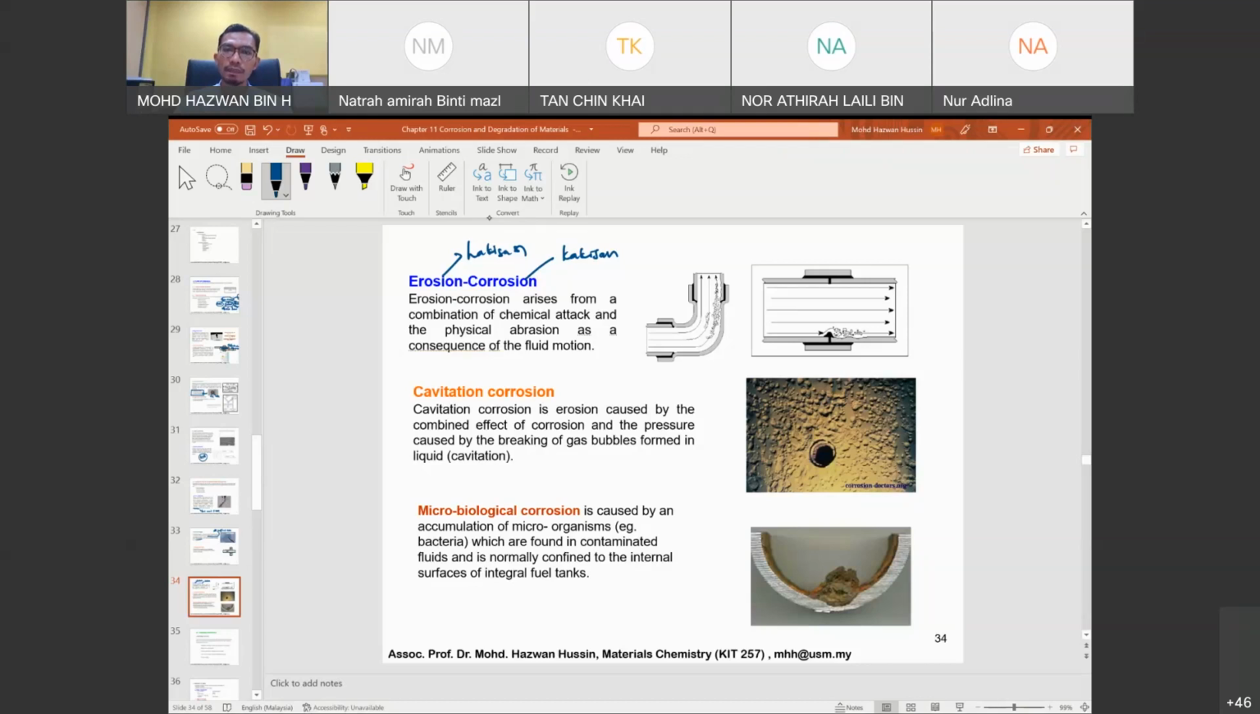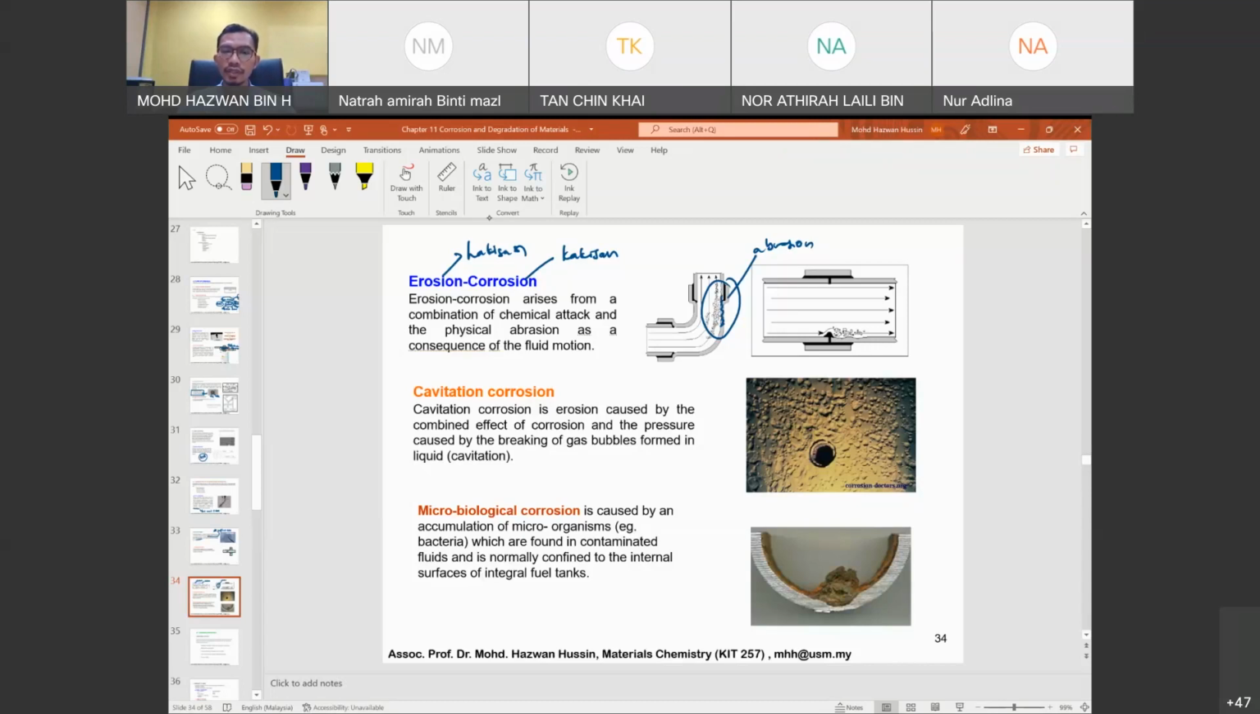You have a flow of a fluid or whatsoever that has an abrasion effect. Erosion corrosion arises from a combination of chemical attack and physical abrasion as a consequence of the fluid motion. If you have an angle like this and the movement of fluid, at the end of the day you have more abrasion at this region, and that is why you see a lot of bubbles or whatsoever, and finally it can be corroded in the end.